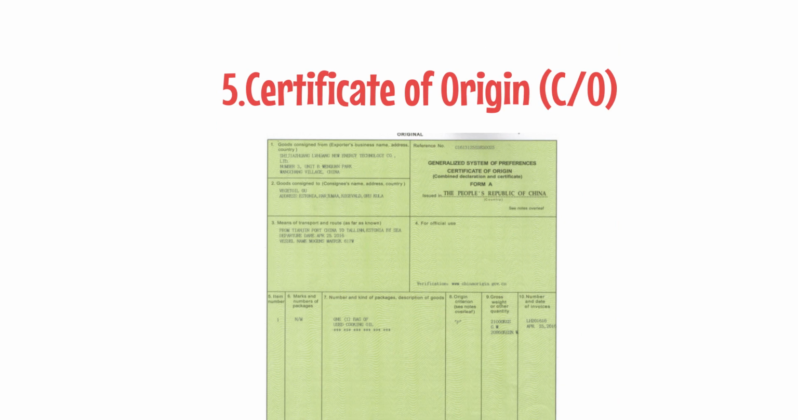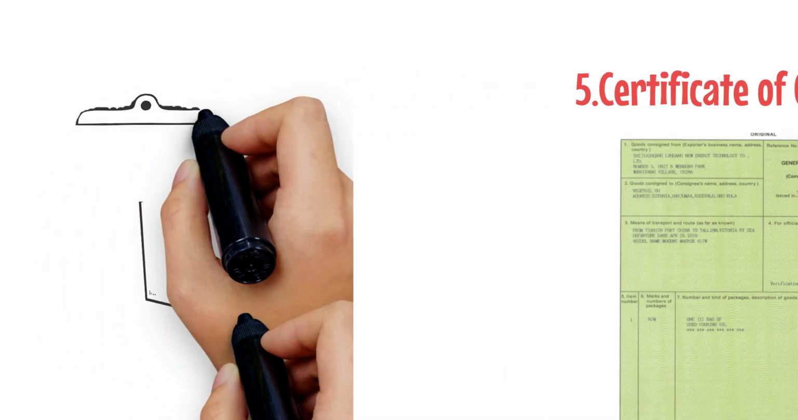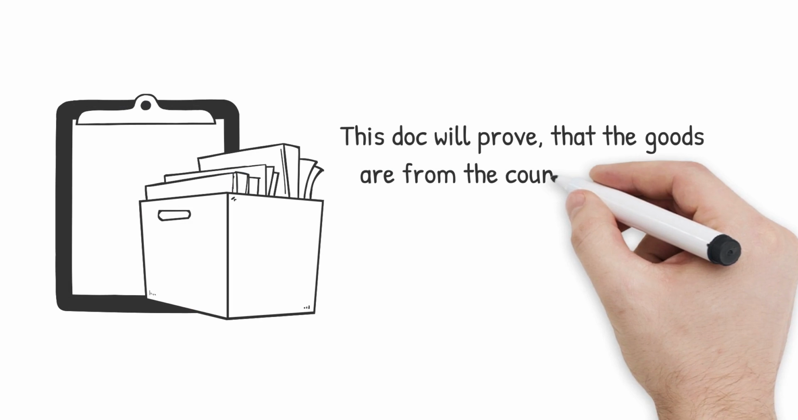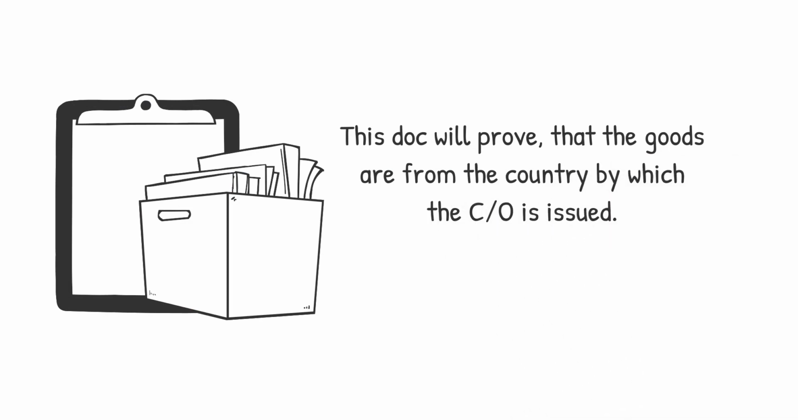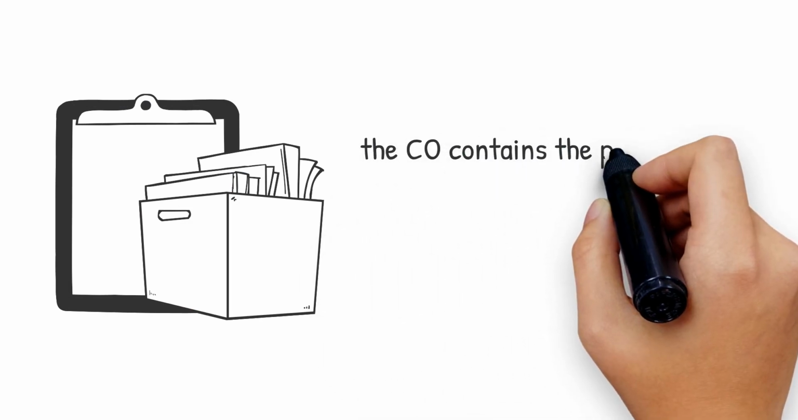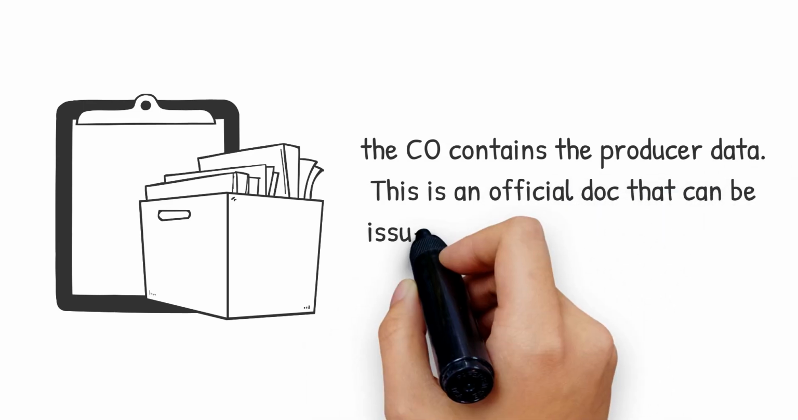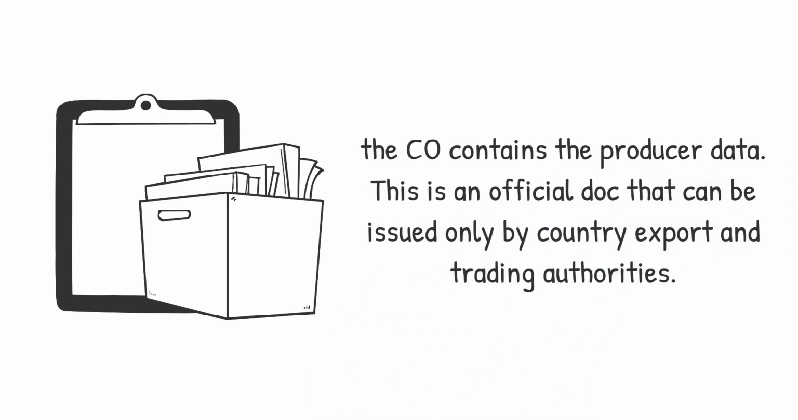5. Certificate of origin. This doc will prove that the goods are from the country by which the CO is issued. Also, the CO contains the producer data. This is an official doc that can be issued only by country export and trading authorities. Usually, to issue it will cost money.